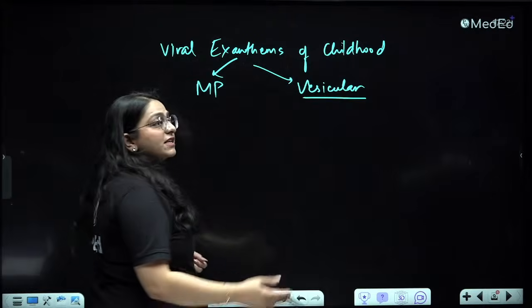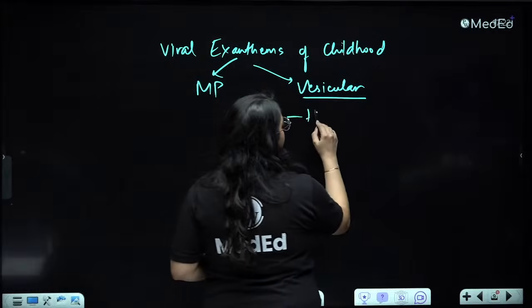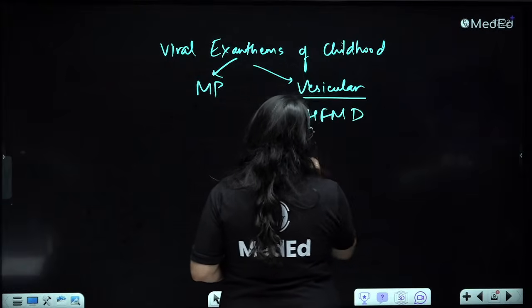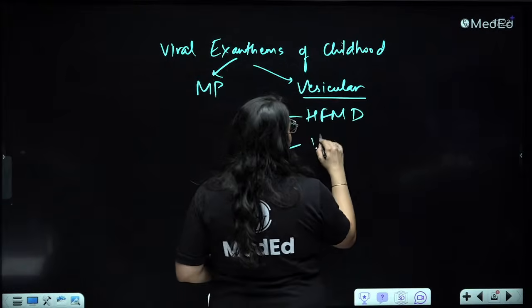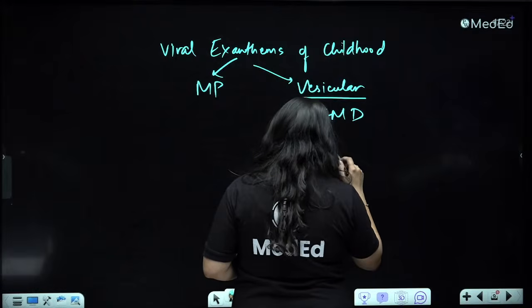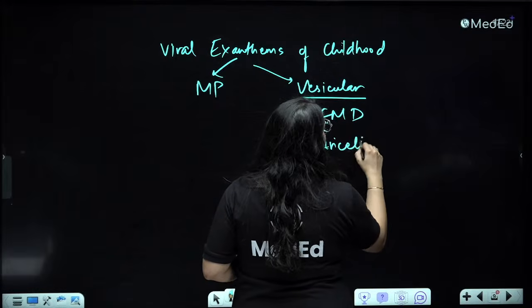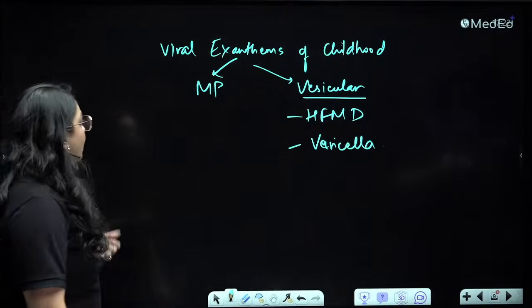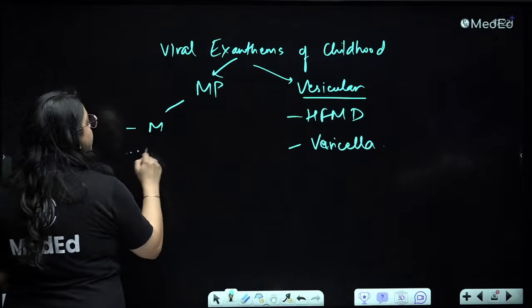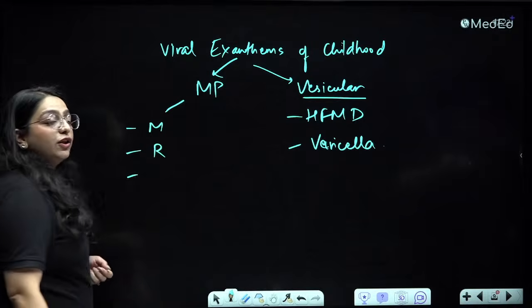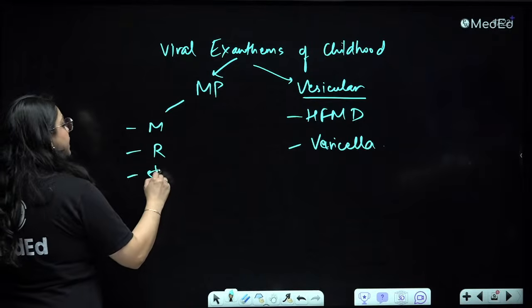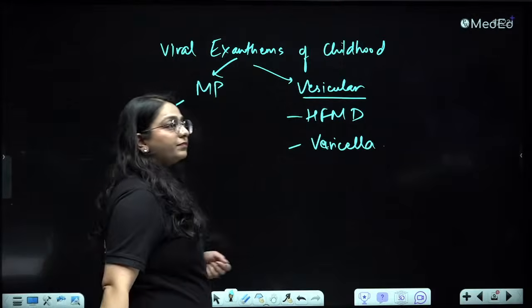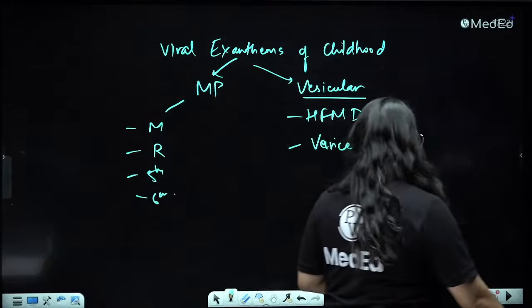Maculopapular to vesicular can be hand, foot, mouth disease, which is caused by Coxsackie virus. It can be varicella, chickenpox, right? Then amongst the maculopapular, you have the measles, rubella. Then you have your fifth disease and sixth disease. So, of course, we're talking about fifth and sixth.